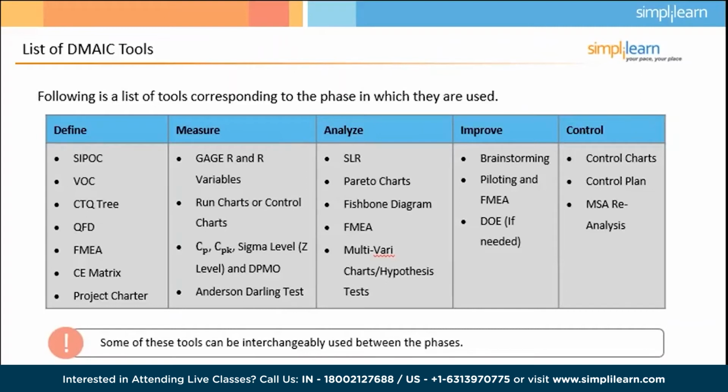VOC, voice of the customer, CTQ, critical to quality tree, quality function deployment, and so on. So these are acronyms. And as we go through, of course, these will become much more familiar for you as we talk about them and teach you how to use them. Now, you'll notice that some of the tools are listed in multiple places, and it's because there's no set rule that says you must use an FMEA, or failure modes and effects analysis tool, only in the define phase.